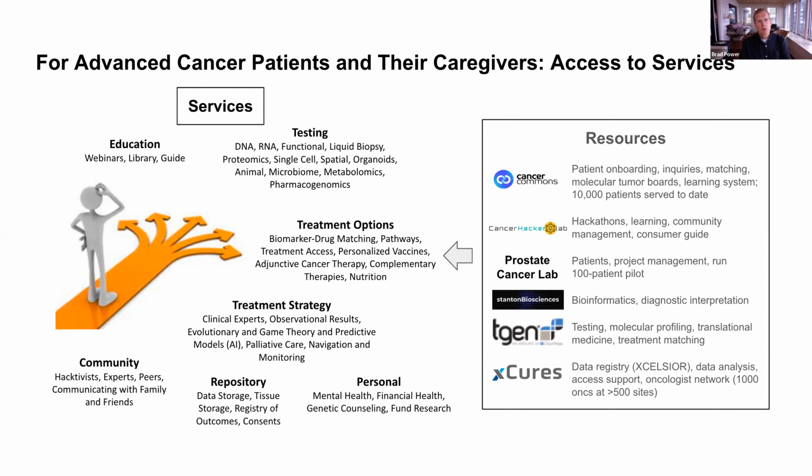They can search for a community of people who have gotten their disease and may be able to offer advice because they're further down the road. A repository for their data, for their tissue, so they can shop without having to repeat the same questions and sources every time. And then there are personal services that people need for mental health, financial health, genetic counseling.